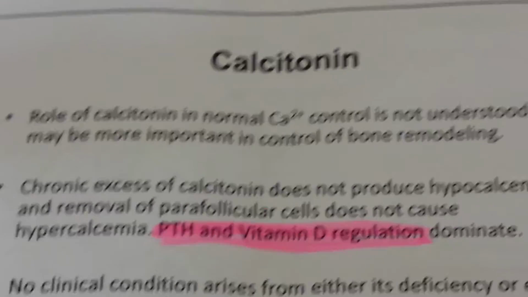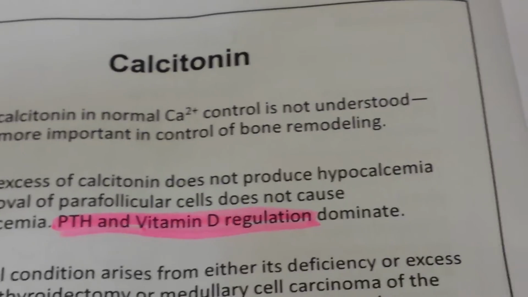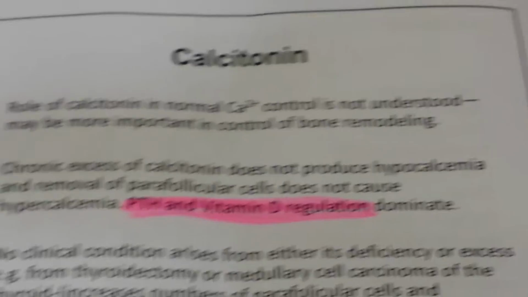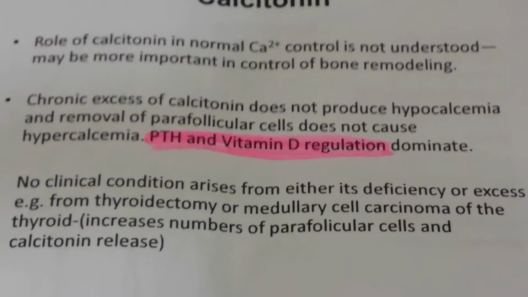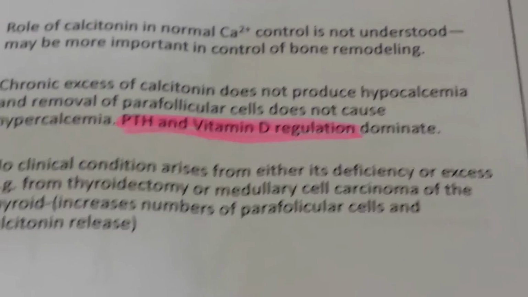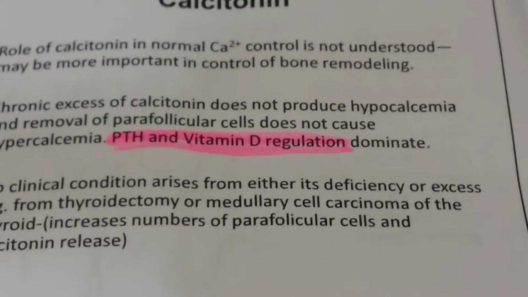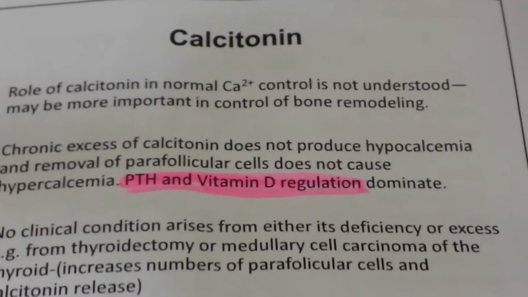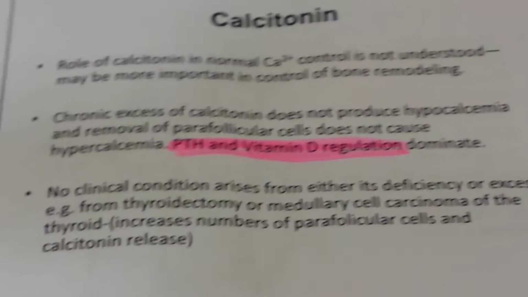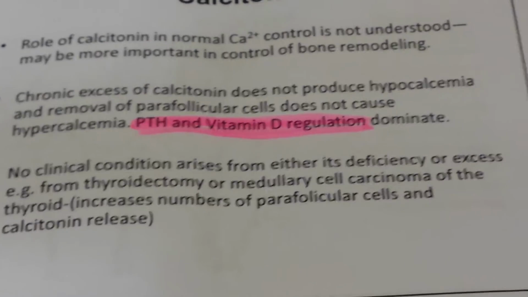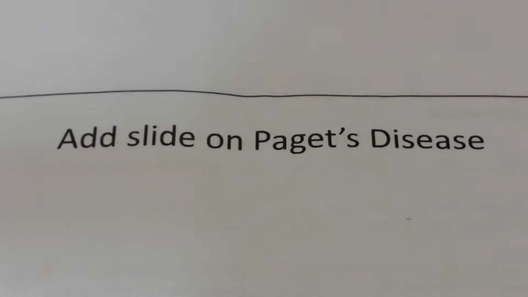Calcitonin. The role of calcitonin in normal calcium ion control is not understood. Chronic excess of calcitonin does not produce hypercalcemia. Removal of parafollicular cells does not cause hypercalcemia. PTH and vitamin D regulation dominate. No clinical condition arises from either its deficiency or excess, for example from thyroidectomy or medullary cell carcinoma.